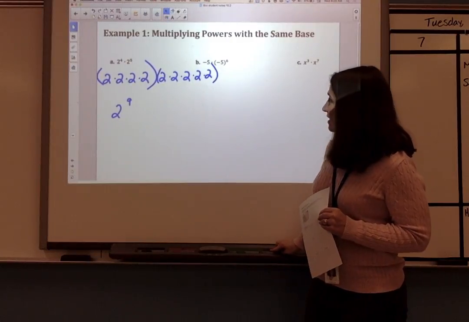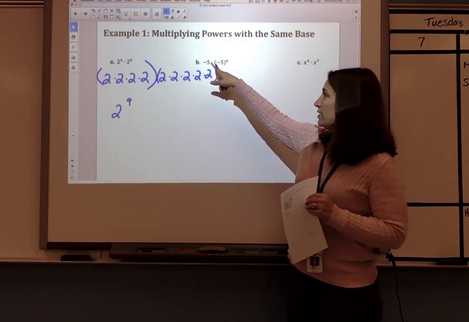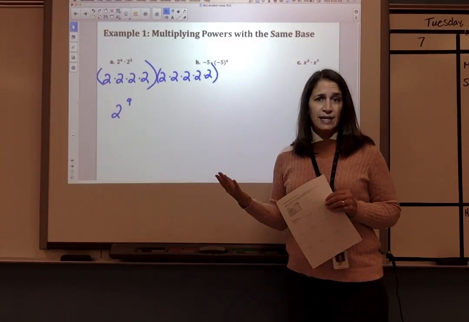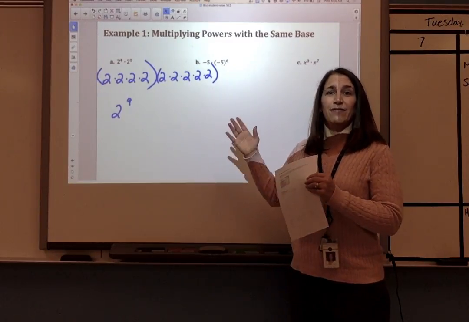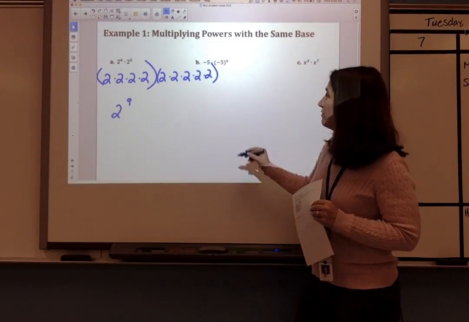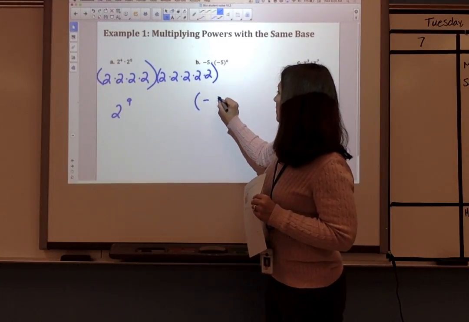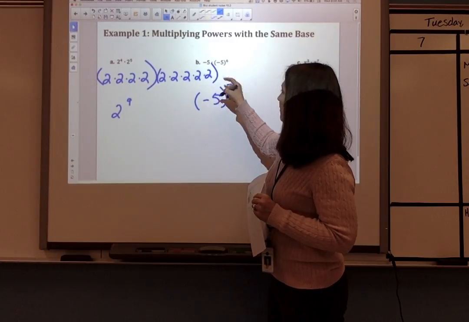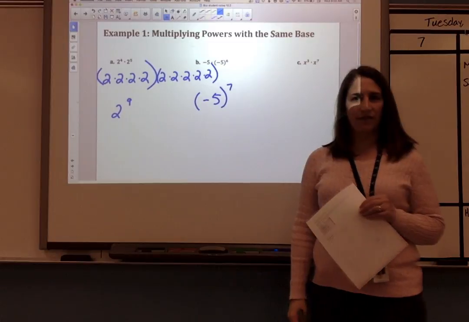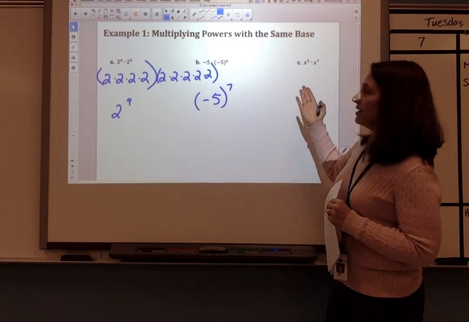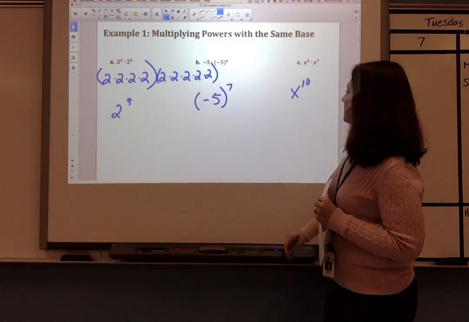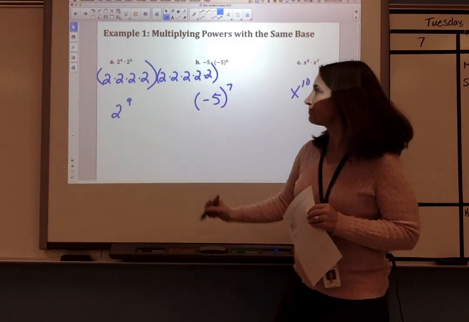For our second example, we have -5 times -5 to the 6th power. So that's -5 times -5, -5, -5, -5, -5, right? In total, we have 7 -5s, 1 here and 6 more here. So that's -5 to the 7th power. And our last example, x to the 3rd times x to the 7th. In total, that's x to the 10th power.